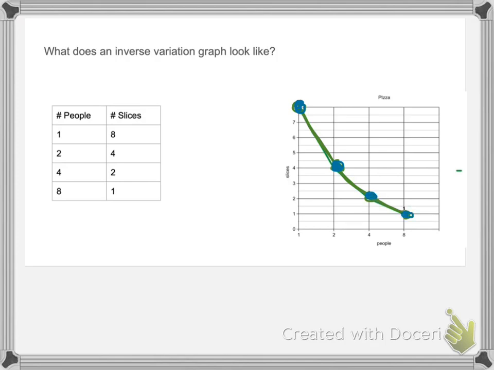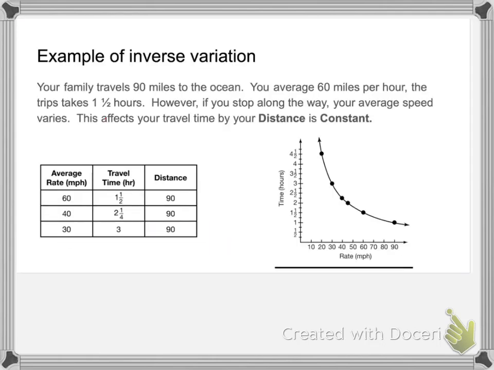So my graph is always a curved line. Okay, so it's got a curved line. All right, so another example of inverse variation.